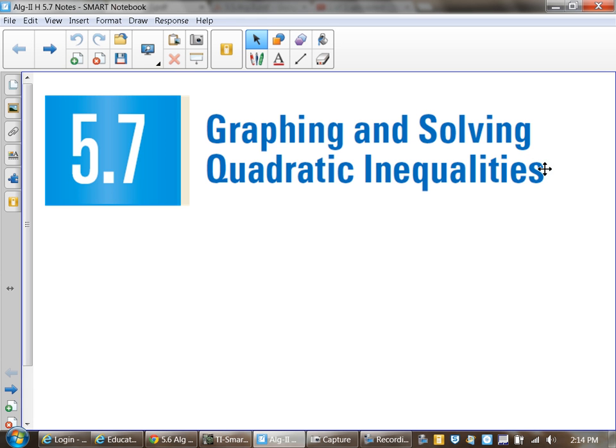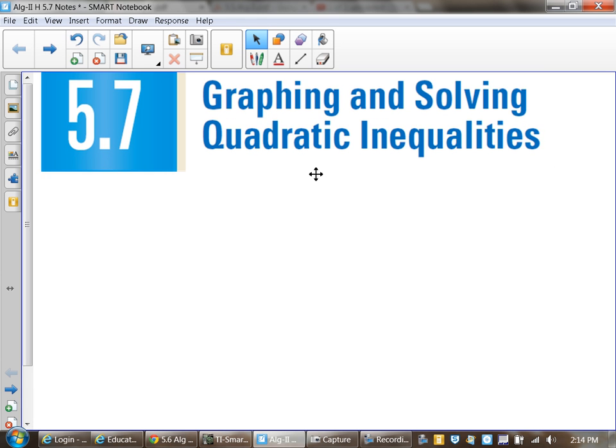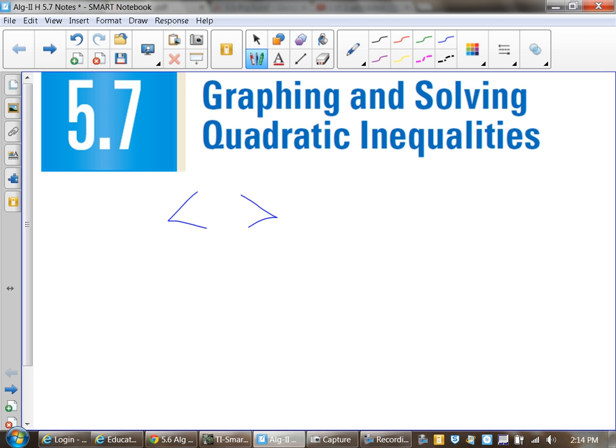I have number 1. All right, so we're graphing quadratic inequalities. What I want to be able to look at here again is to just revisit what it means for graphing inequalities. So if you're graphing an inequality and it is a less than or a greater than, what does your line look like? It's going to be dotted.